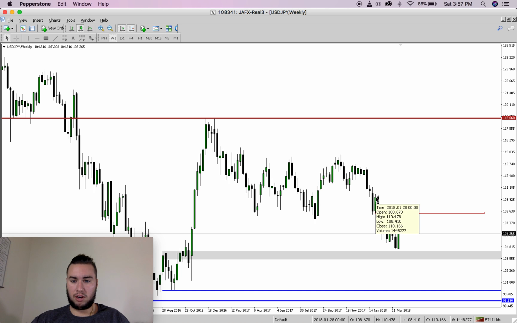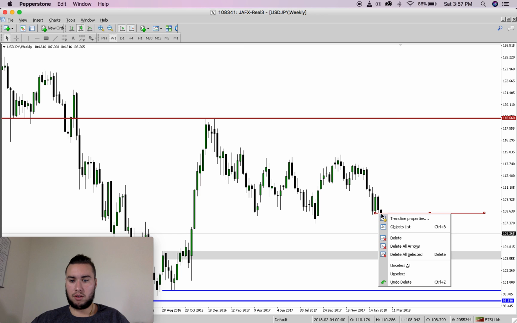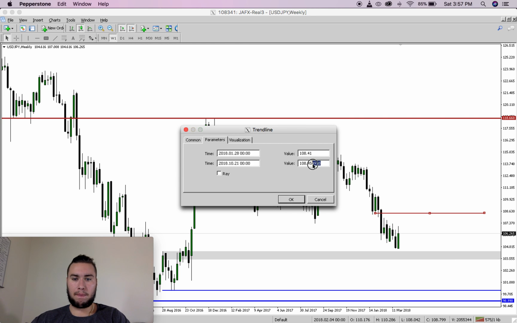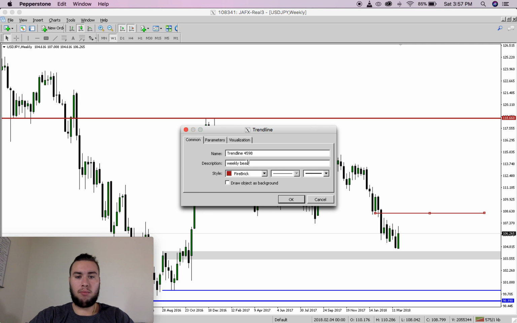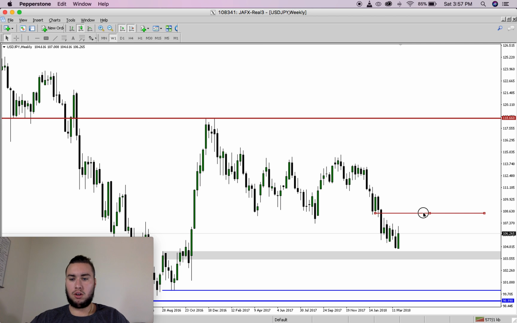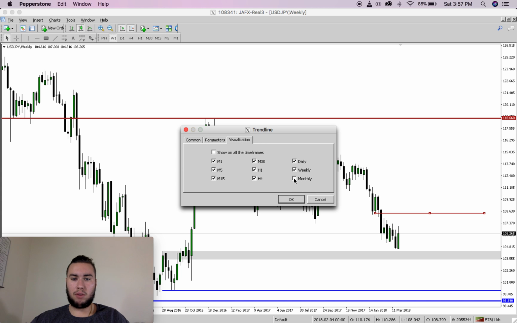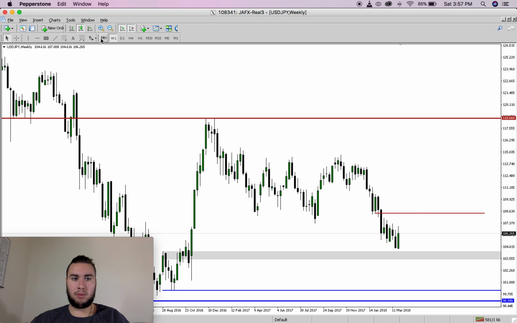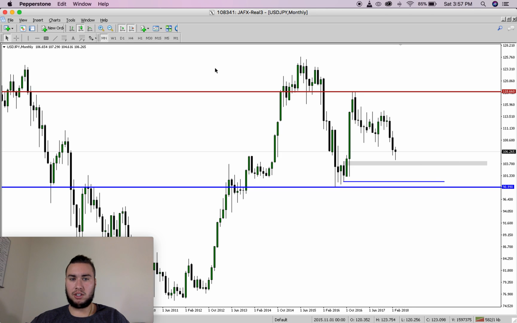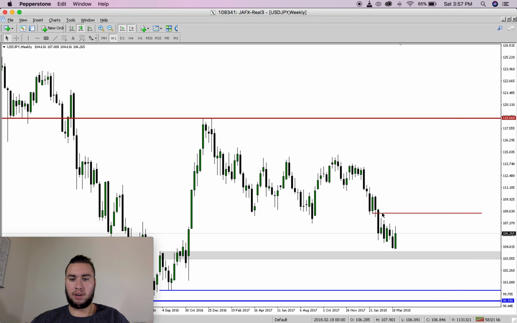So let's mark this low out at 108.41. And then we'll label this weekly bearish order block. All right, so now we know that's there. Oh, and another thing I like to do is go to visualization. As I'm dropping down time frames, I check off the boxes. So basically this line won't show on a monthly anymore. It'll only show from the weekly chart down. That helps as you're doing your analysis, because if this is showing on a monthly chart, it could look weird.